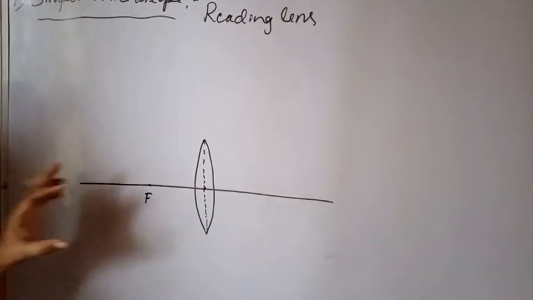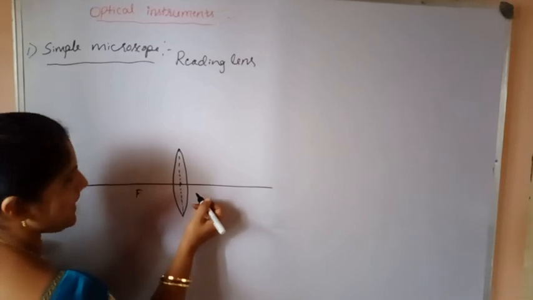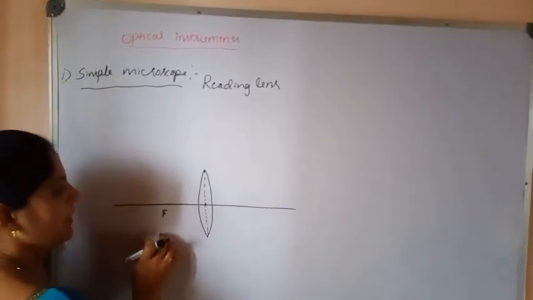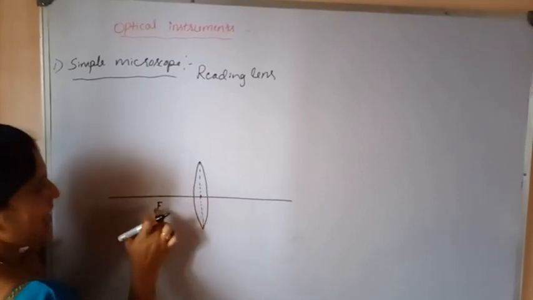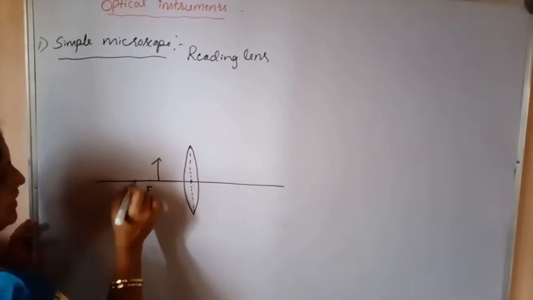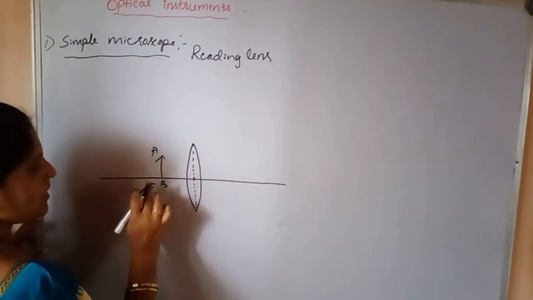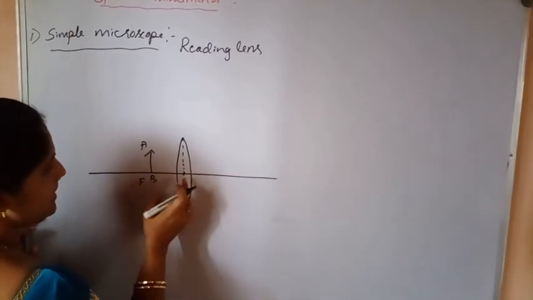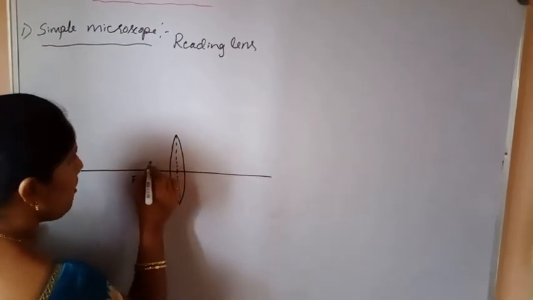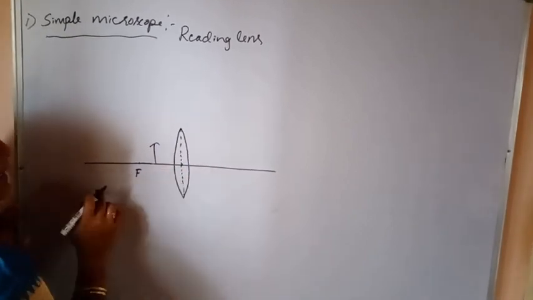Now, where do we have to place the object? We place the object near the lens, between the optical center and the principal focus, like this. This is the object, which we call AB. Once again, we place the object between the principal focus and the optical center.